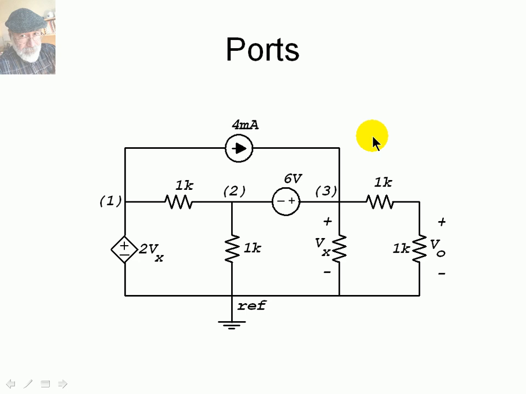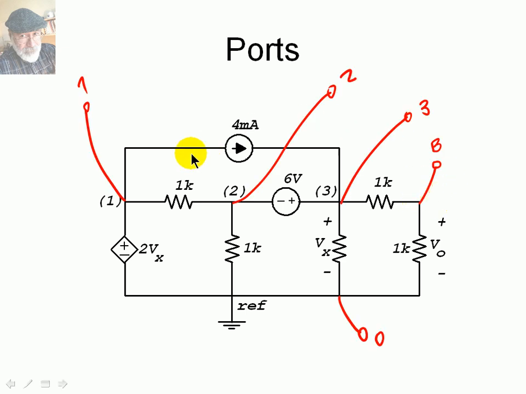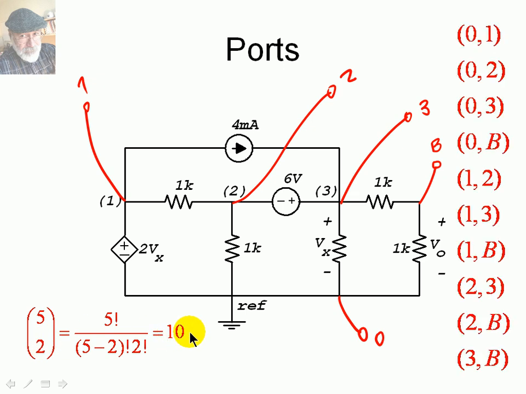Let's take this example. This network has nodes 1, 2, 3, and 0, true nodes, and a binary node up here. The terminals have been extended this way. How many possible ports do we have? Well, combination of 5 choose 2, that is 10 possible ports. Which ones are these? The port 01 or 02, etc. 2B, 3B. We have 10 possible ports.